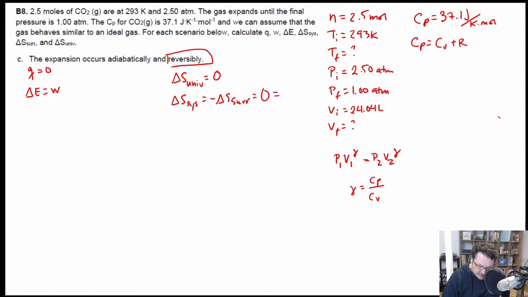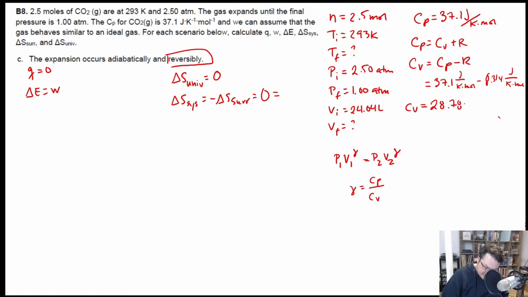And so to figure out what CV is in this case, all we have to do is just rearrange this equation. So we get CV is equal to CP minus R. So we can just plug in those values, right? So we have 37.1 joules per Kelvin mole minus 8.314 joules per Kelvin mole. What we get is CV is equal to 37.1 minus 8.314, 28.786 joules per Kelvin mole.